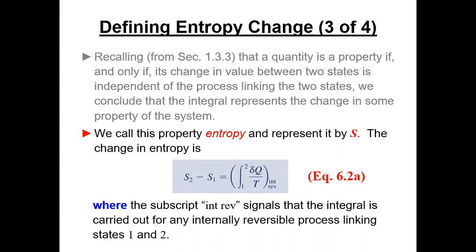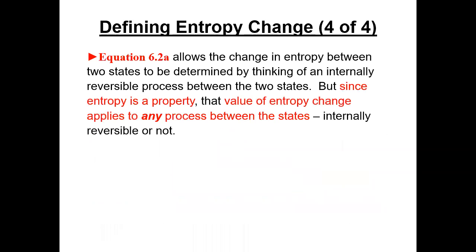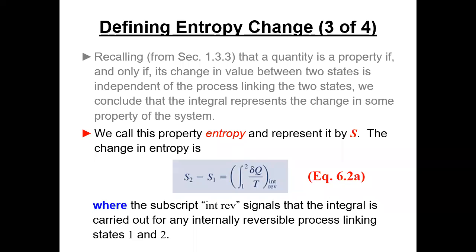The entropy change is, now this is for one process, okay? This is not a cycle. This is from 1 to 2. The definition of the entropy change here is the integral from 1 to 2 of delta Q over T, internally reversible, where the subscript signals that the integral is carried out for any internally reversible process linking the states, because once you've done one, you're going to get the same answer no matter how many you do, because it's a property. Okay, that's equation 6.2a.